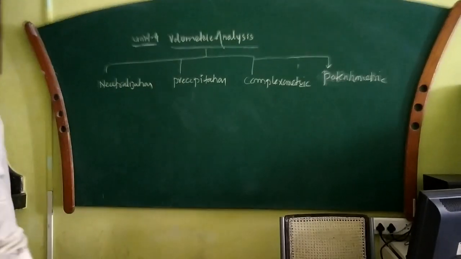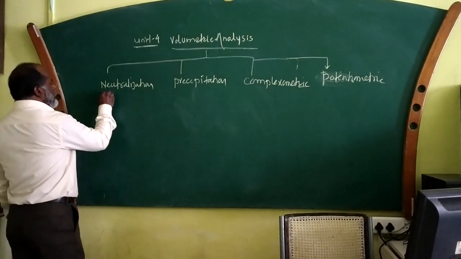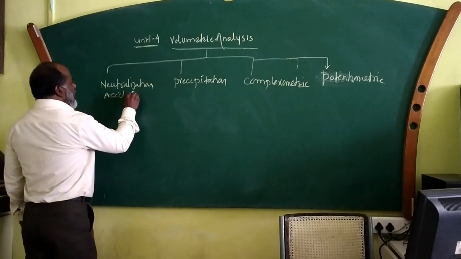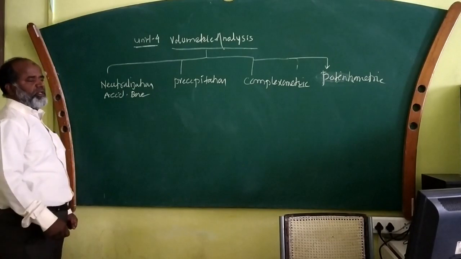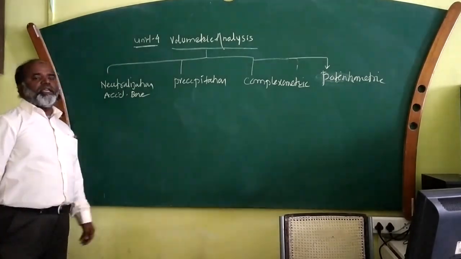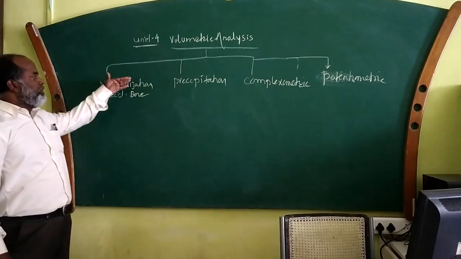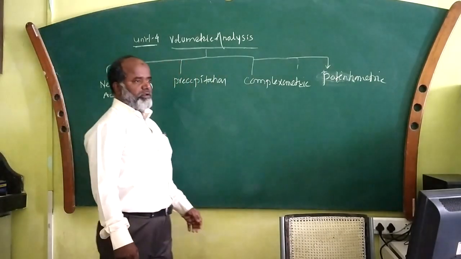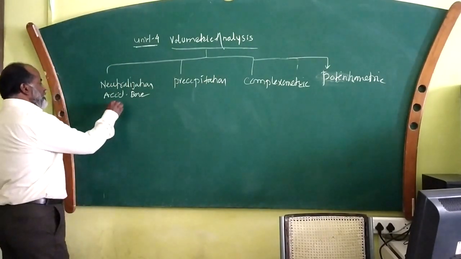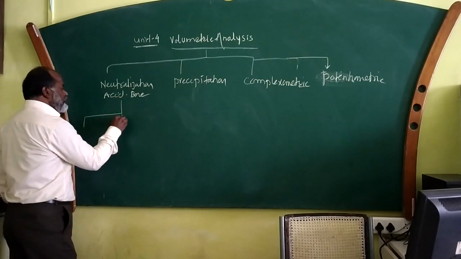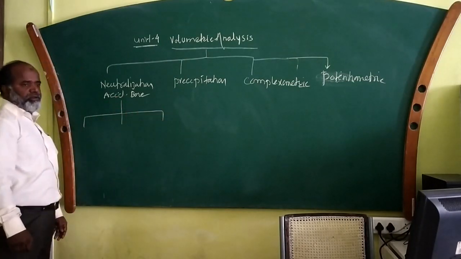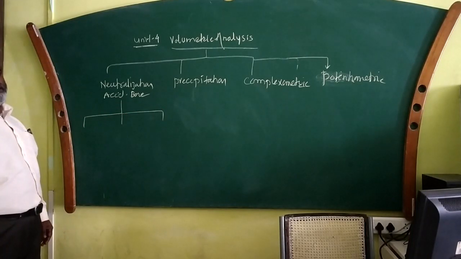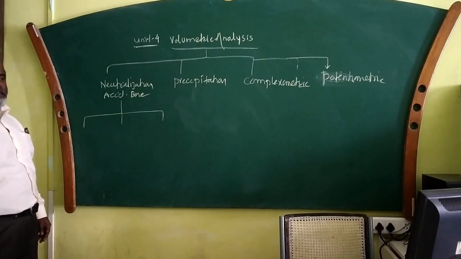Sometimes neutralization titration is also called acid-base titration. It is also called acid-base titration. So now this is neutralization, this is precipitation, this is complexometric, this is potentiometric. In neutralization titration, again we have three types of neutralization titration, three types of acid-base or neutralization analysis.